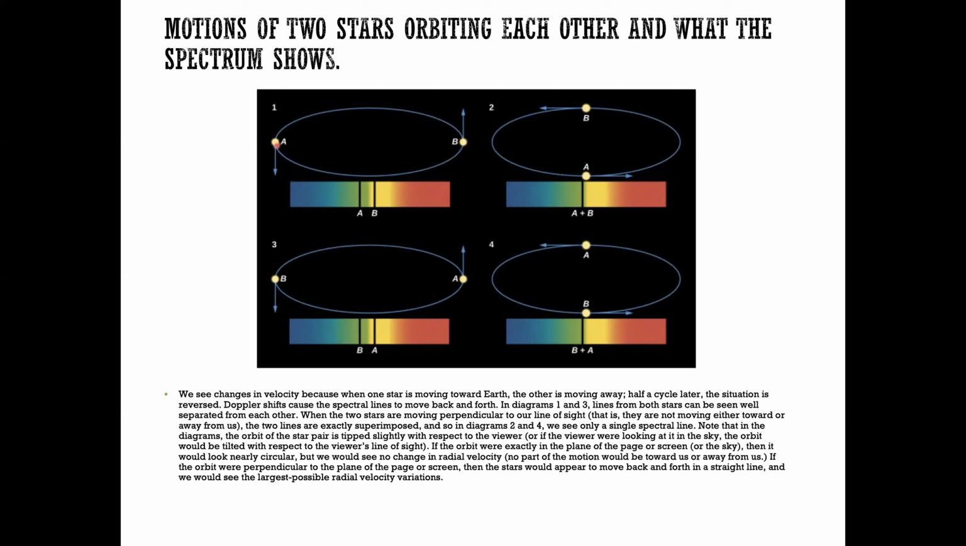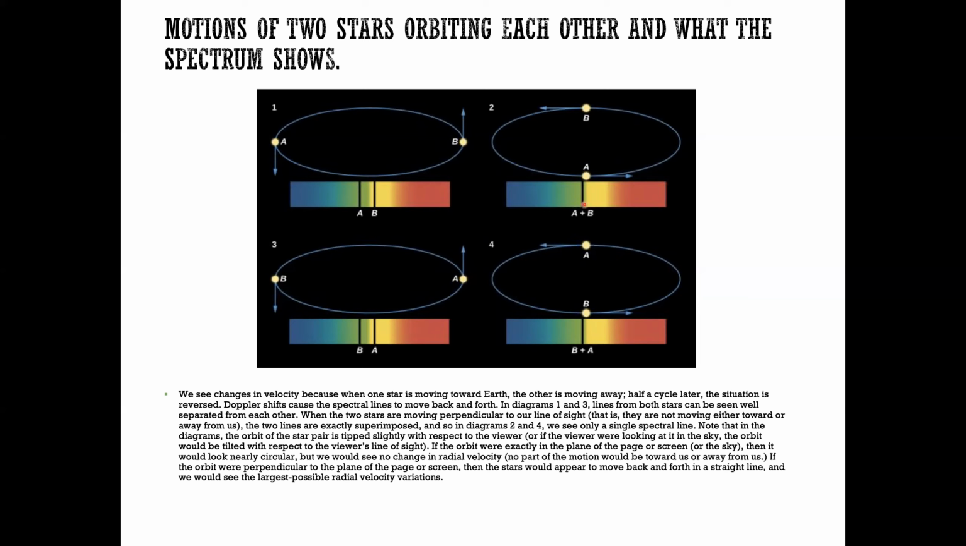In this diagram at number 1, star A is coming towards you and star B is moving away, and then you should see the two lines like that. For number 2, star B is moving in this direction and star A is moving in this direction. Now both stars are moving perpendicular to us, which means you would not see any difference, and you will see something like this.